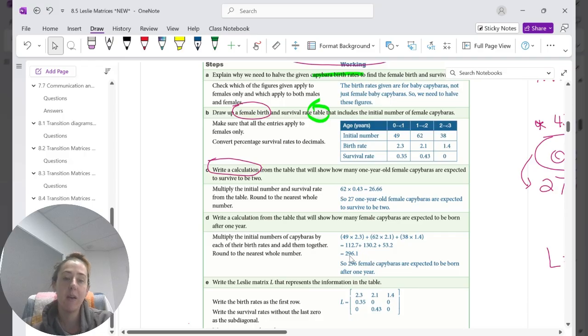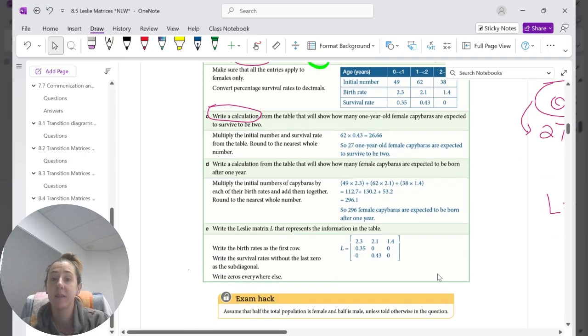Now remember, we're not going to have a portion of a capybara, so we're going to round that down to be 296 female capybaras expected to be born after just 1 year. That's a lot of capybaras.